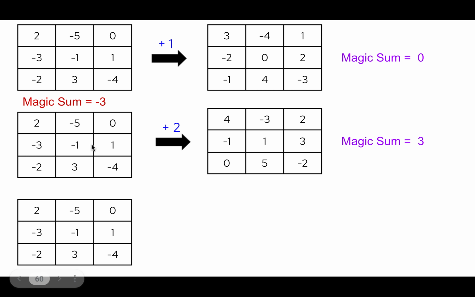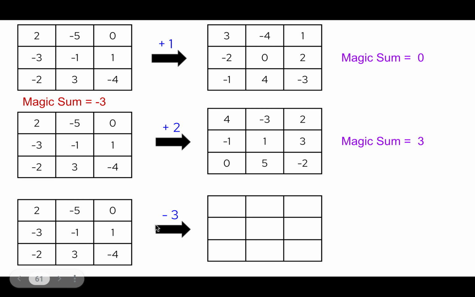And let's try one more. Again, the same thing as a magic sum of -3. And this time, let's add a -3. So 2 plus -3 is -1. 5 and -5 and a -3 is -8. And again, we can use diagonals, rows, or columns. Let's use this column. So -8 plus -4 is -12 plus 0 is -12. So our magic sum is -12.